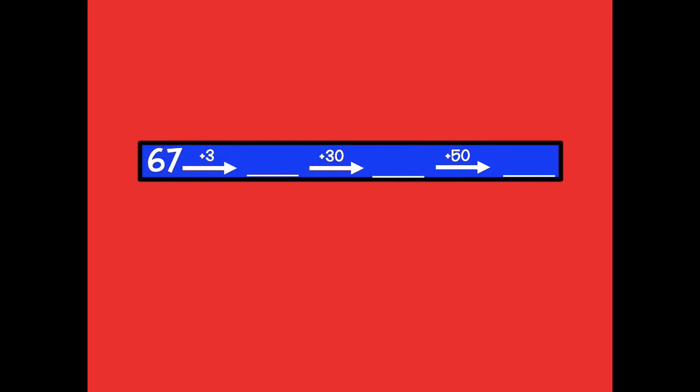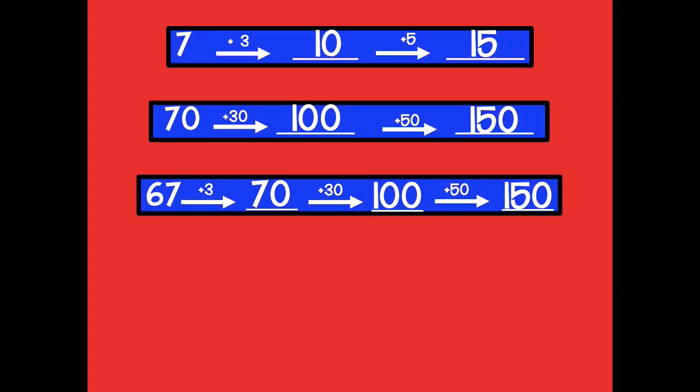All right, now let's look at this one. Ooh, these are some different numbers, right? So 67 plus 3. 70, right. So look, we have that 7 plus 3 again to help us in the beginning. So now what's 70 plus 30? 100. Now what's 100 plus 50? 150.